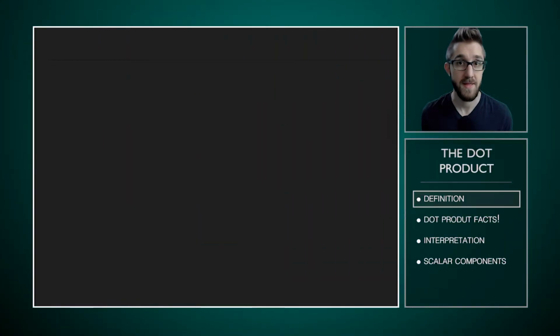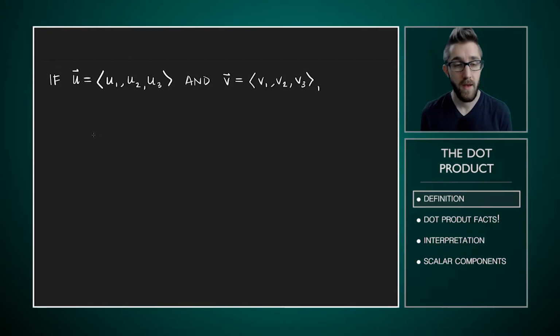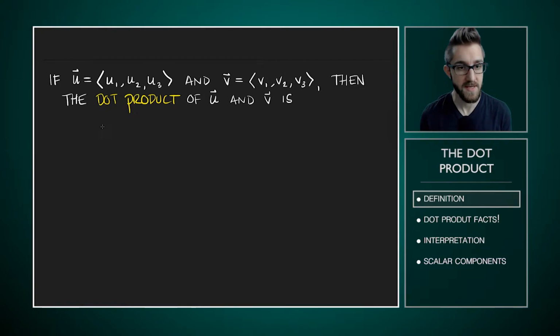So let's start with the definition of the dot product. In other words, how do we compute it? If we have two vectors u and v and their components are u1, u2, u3, v1, v2, and v3, then the dot product of u and v is going to be an operation that we write like this. We're going to write u, a big old dot, v.